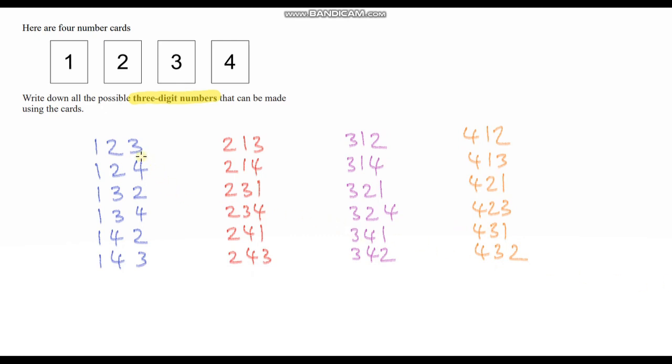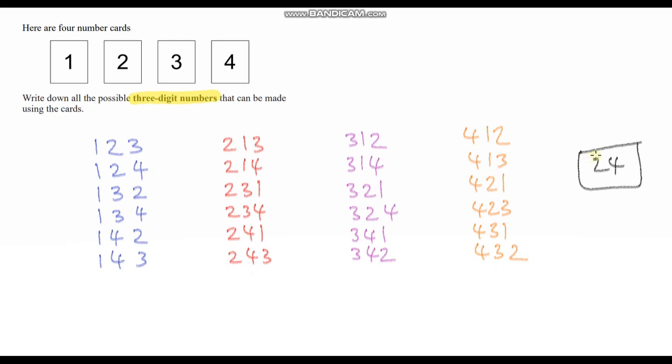How many have we got in total? Well, we've got 1, 2, 3, 4, 5, 6. 4 lots of 6 are 24. So there are 24 possible 3-digit numbers that we can make. Now, did you get all of them, first of all? If you did, congratulations. If not, then not to worry. Just get some more practice with this.